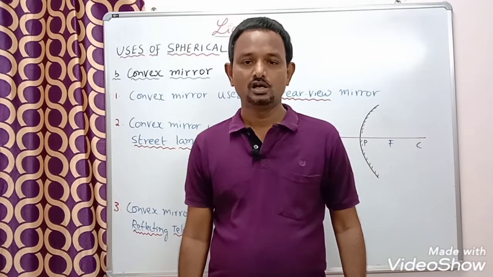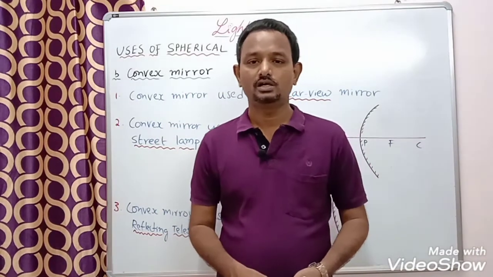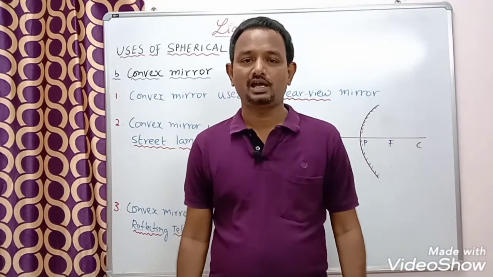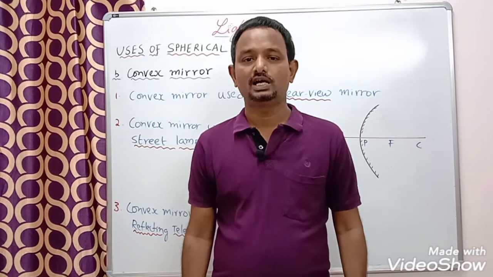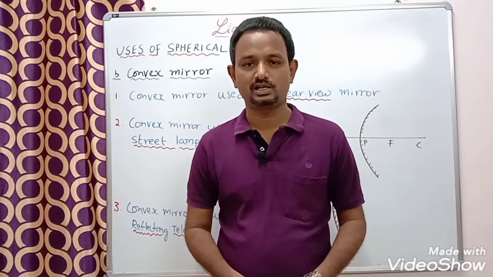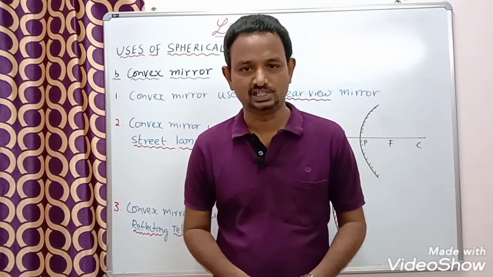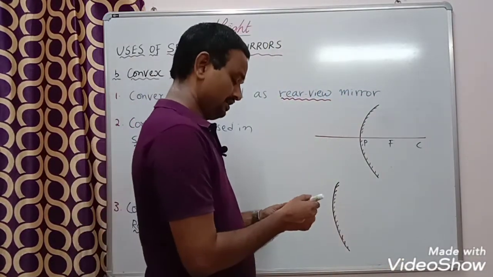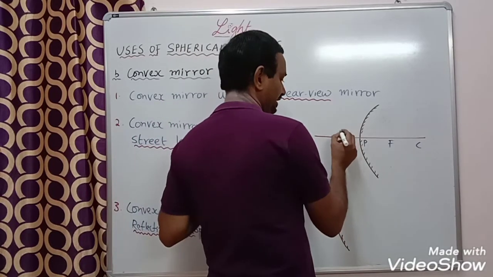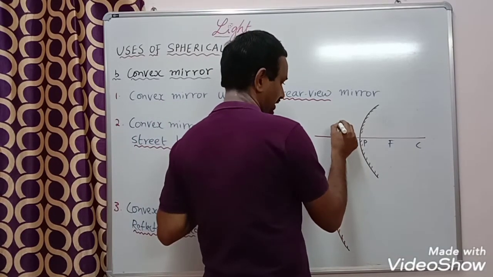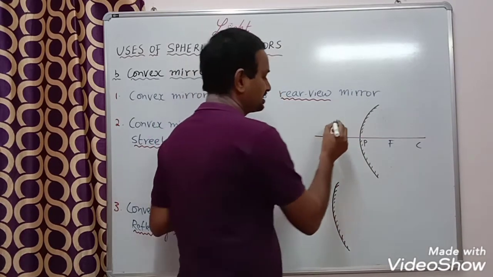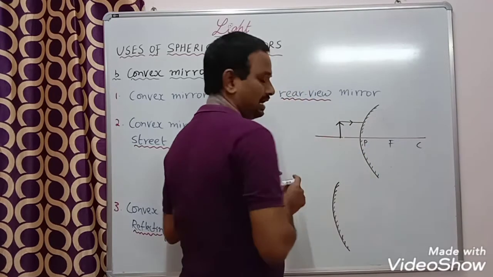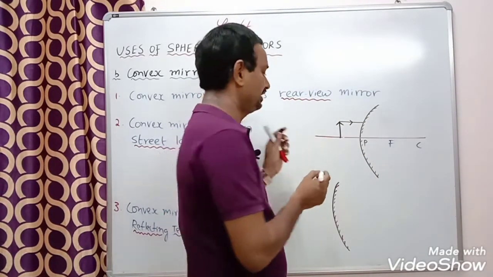First one, we use convex mirror as rear view mirror. Why do we use convex mirror as rear view mirror? Otherwise, why do we use convex mirror as side mirror in vehicles? Look at here, students. See, when object is in between pole and infinity, convex mirror forms virtual, erect and diminished image. How it forms? Look at here.